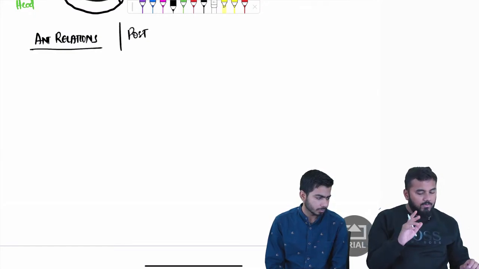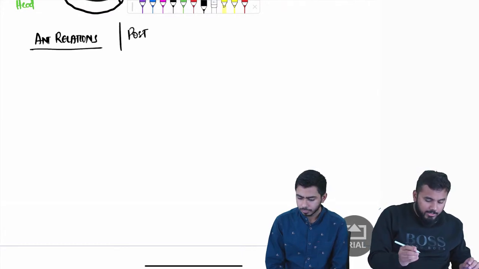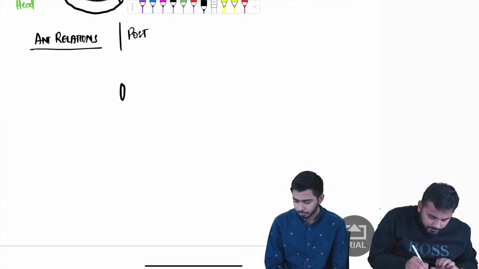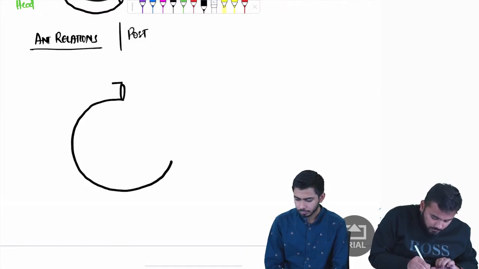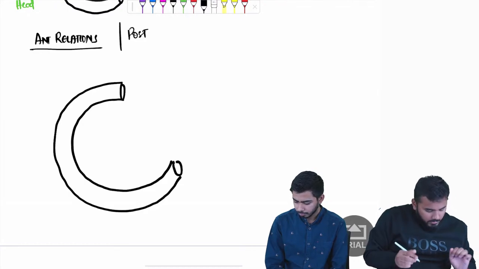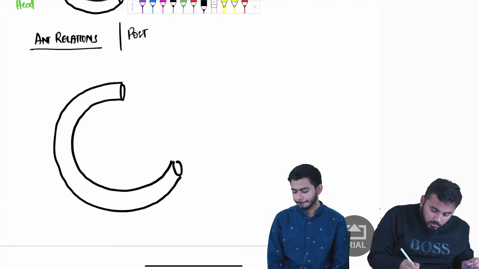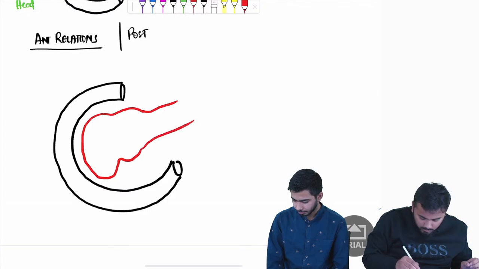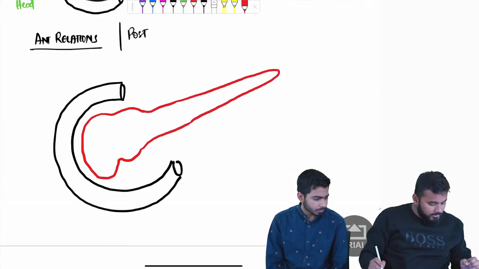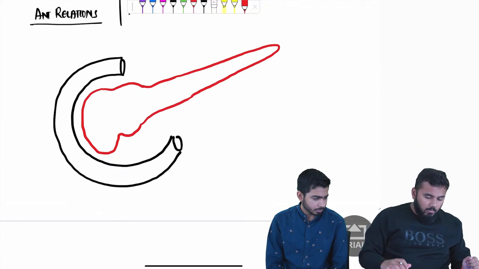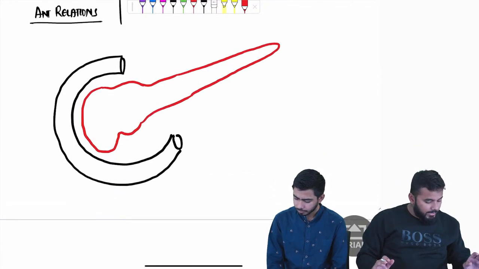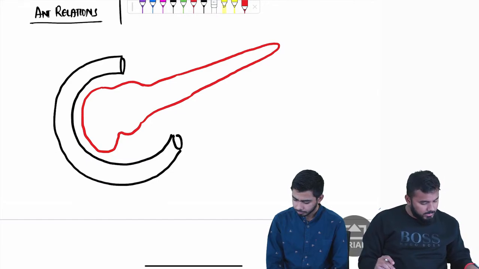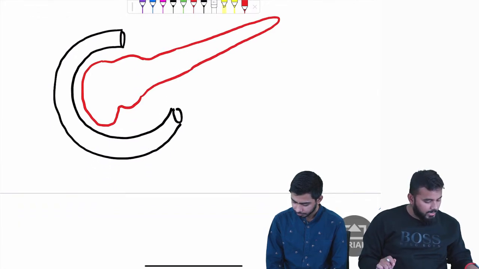Can anyone tell any one anterior relation of pancreas? Anyone? Before I draw the picture here. So in the meanwhile, I'll be drawing the picture. So this would be your beautiful pancreas like this, right? This is your pancreas. Look here, all of you. What are the parts that are located nearer to this? Yes, stomach, obviously. Stomach is there, right? Just behind the stomach, we have got our pancreas.